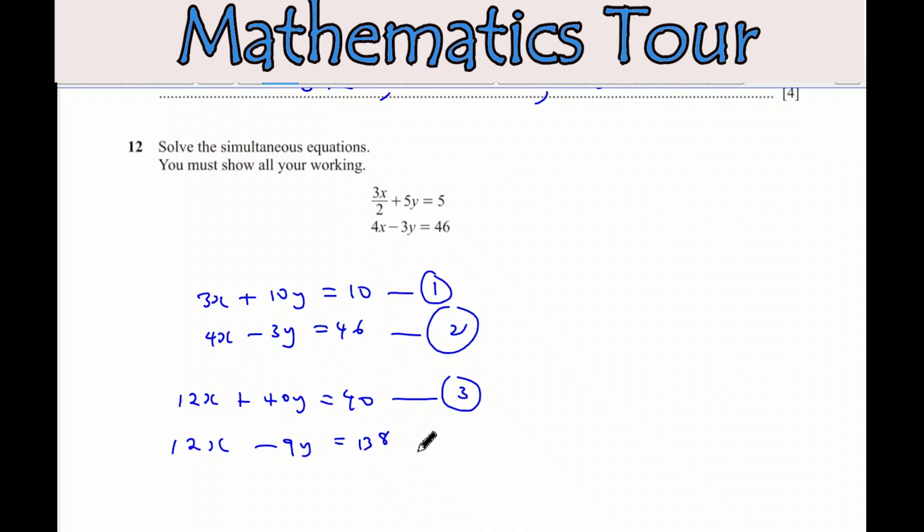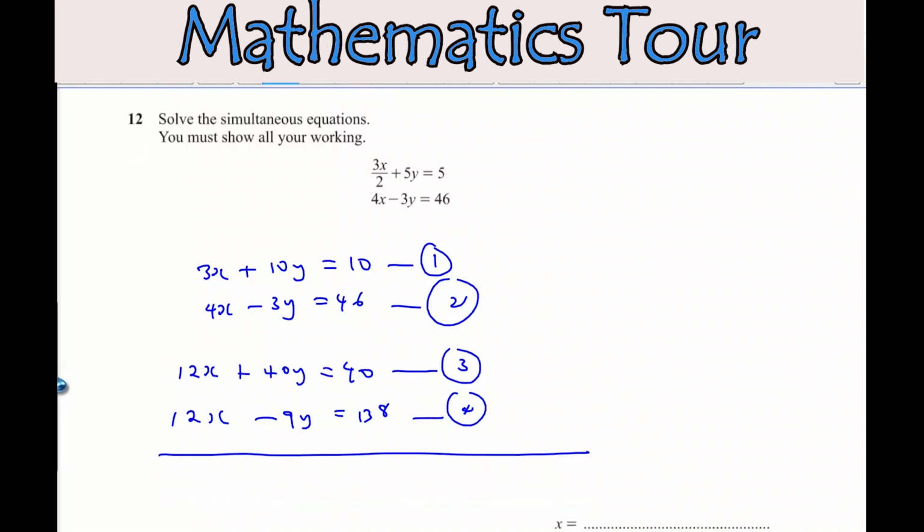So 138. So I can call this equation 4. Okay, so I can now eliminate these two equations. I can eliminate x from these two equations 3 and 4. Okay, so let's rule a line here.